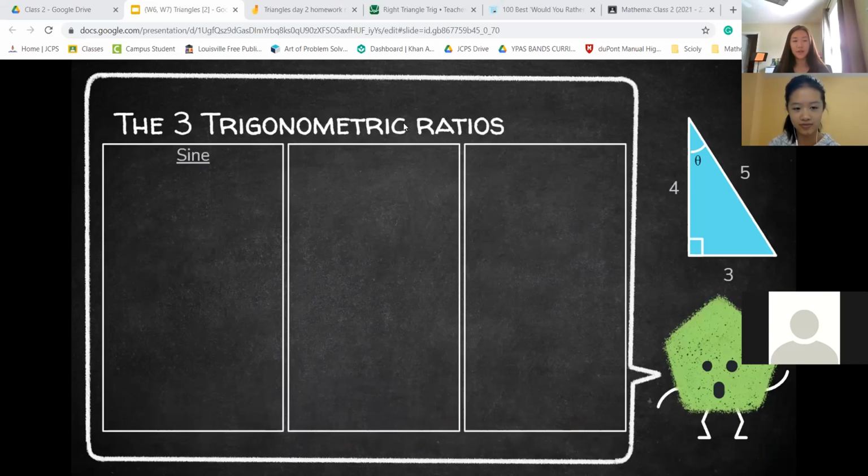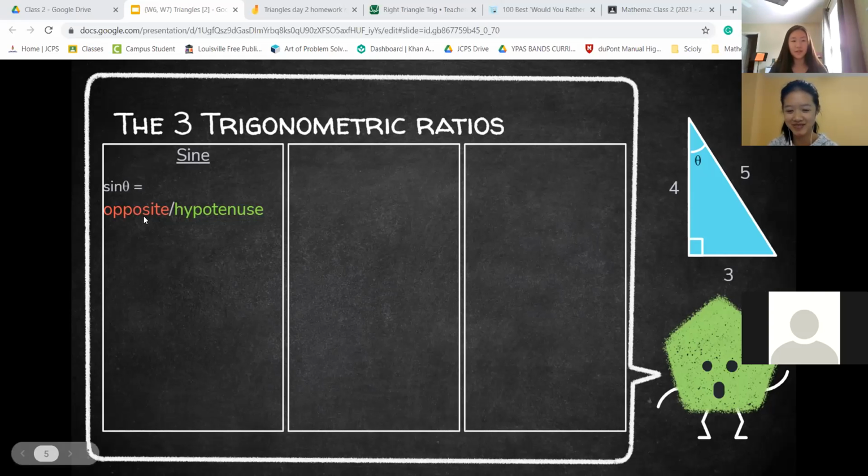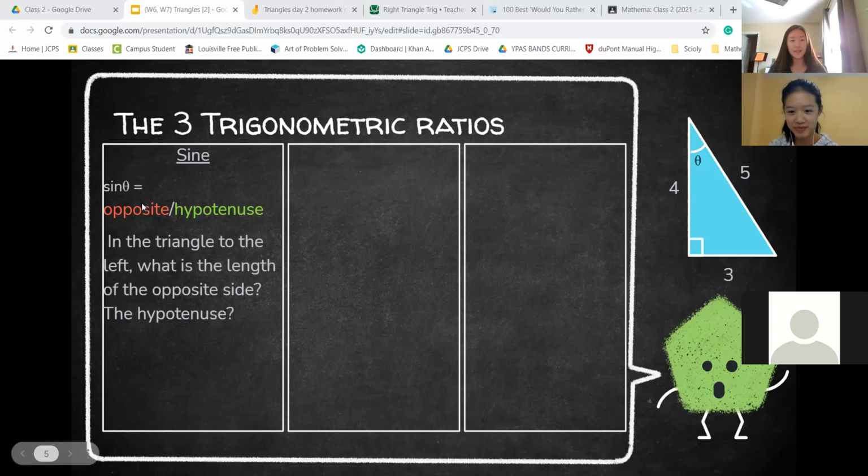Okay, so we're gonna look at the 3 trigonometric ratios. These ratios are just relationships between the side lengths. The first one is sine, and we write it as sin, but you keep reading it as sine, not sin. This one is the ratio between the opposite side and the hypotenuse.